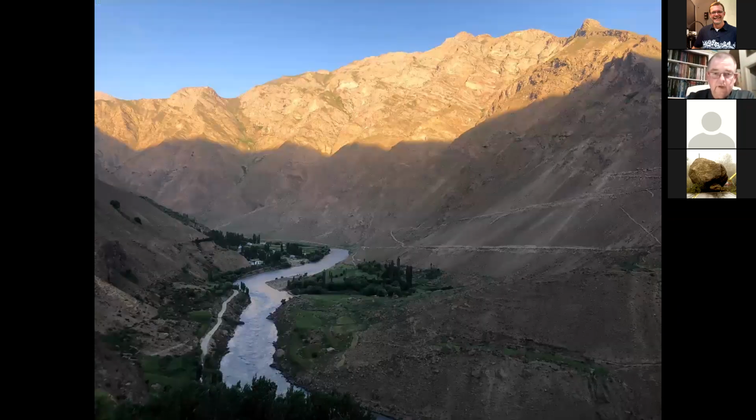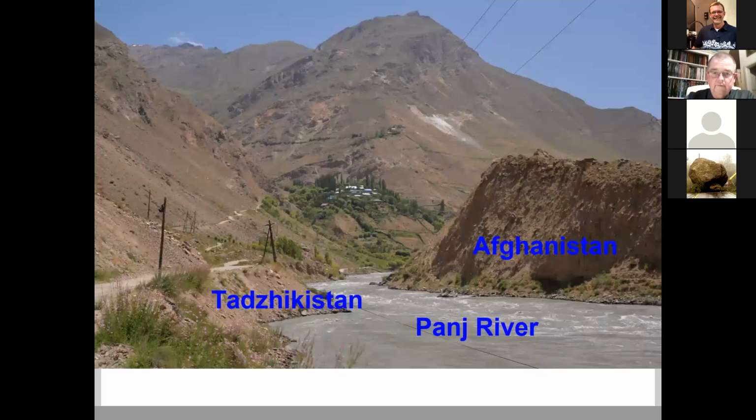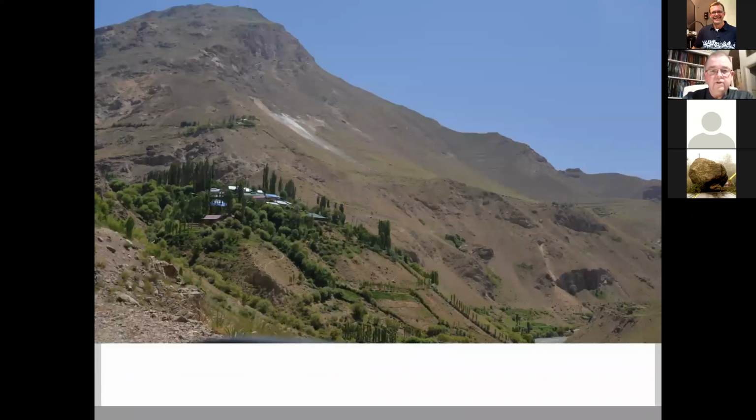And here is the view from Kuh-i-Lal. And here is the view towards Afghanistan from Tajikistan. The Panj River is very narrow here, in some places 15 to 20 meters, in some places up to 100 meters. And the deposit is high up.